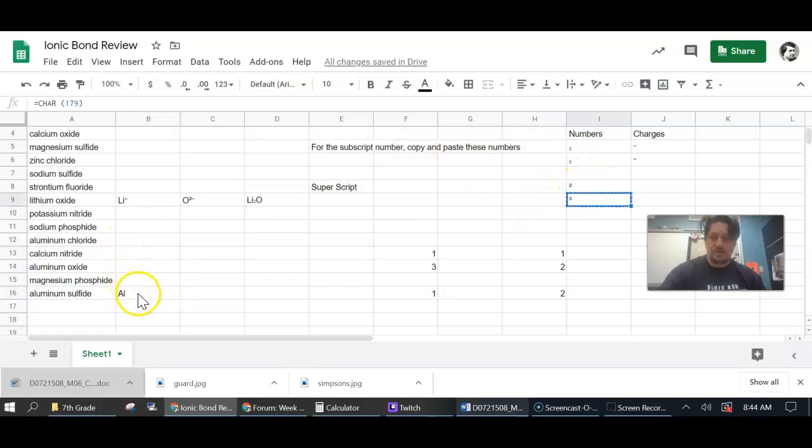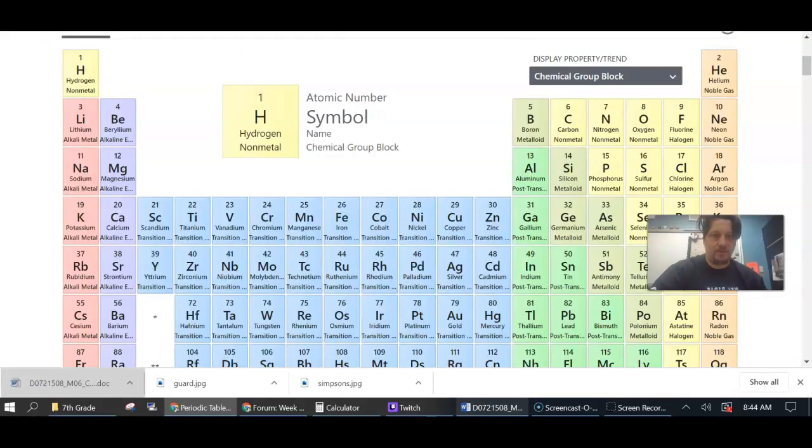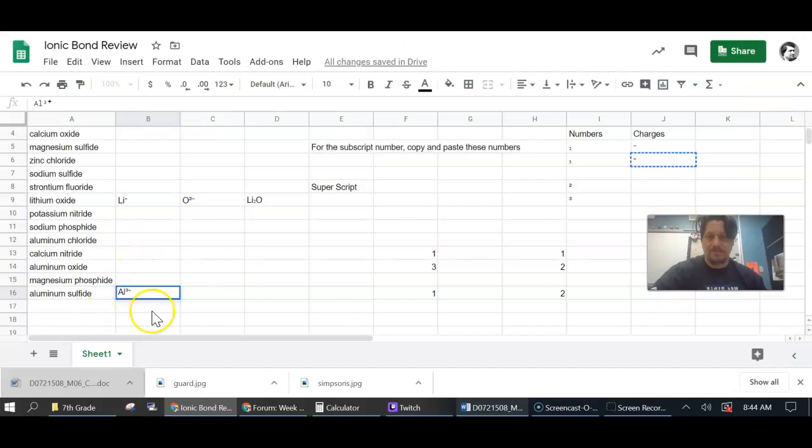Control C, 3, and then Control C, V, 3 plus. Sulfide, sulfur. Where's sulfur on the periodic table? It is in group 16. So it's going to need 2 to get to 8 valence electrons. Chemical symbol of S. Getting electrons means the charge is going to be negative.